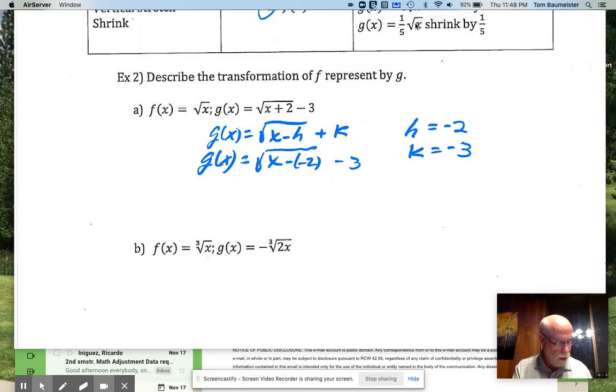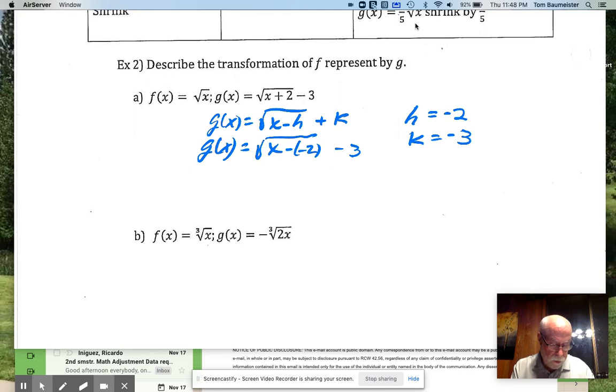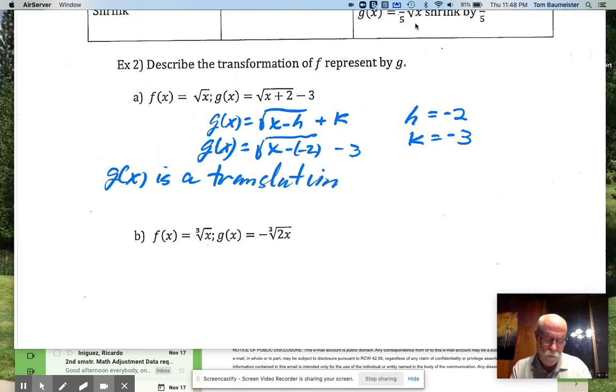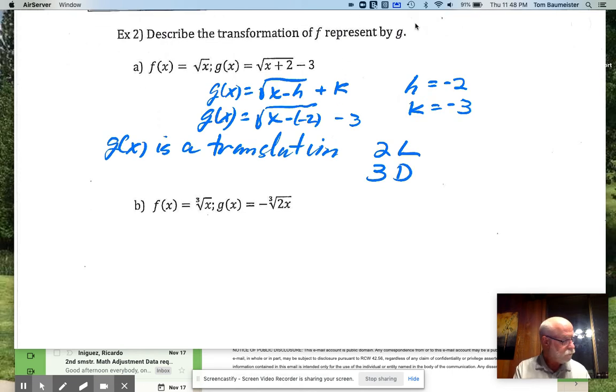So when it's negative, our g of x then is a translation. And again, remember, when it's the plus, it's going to go left. So it's going to be 2 left. And then when it's minus on the outside, it's down. So we're going to go 3 down.